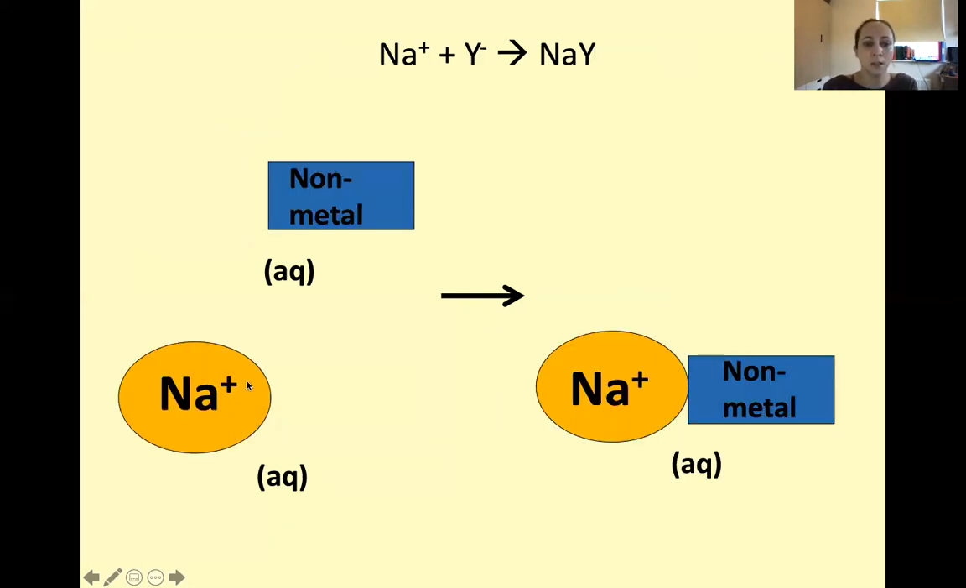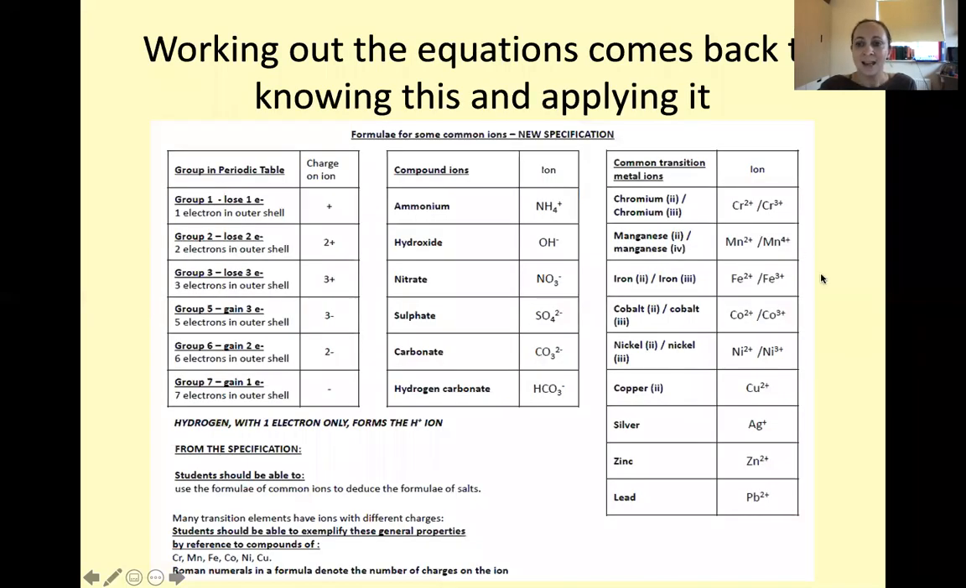Similarly, our sodium is a +1 ion and it will join to our negative non-metal to make an overall neutral compound. So again, Na plus and our unknown minus will make our compound, but it might not be a 1-to-1 ratio if your negative bit doesn't have a -1 charge. Again, this comes back to knowing this table. If you know this and the ion charges, you can figure it all out.